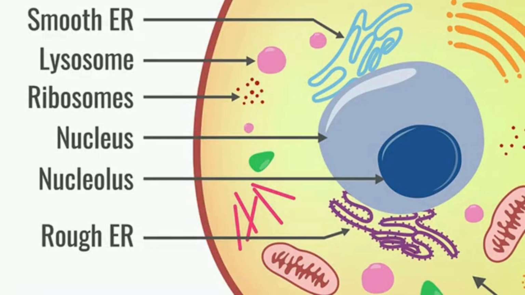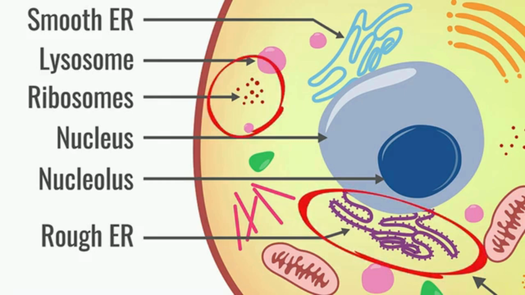In plant and animal cells, ribosomes are found floating in the cytoplasm or bound to the rough ER. Free-floating ribosomes create proteins to be used within the cell, while ribosomes attached to the ER create proteins that are either bound to the cell membrane or are used outside of the cell.